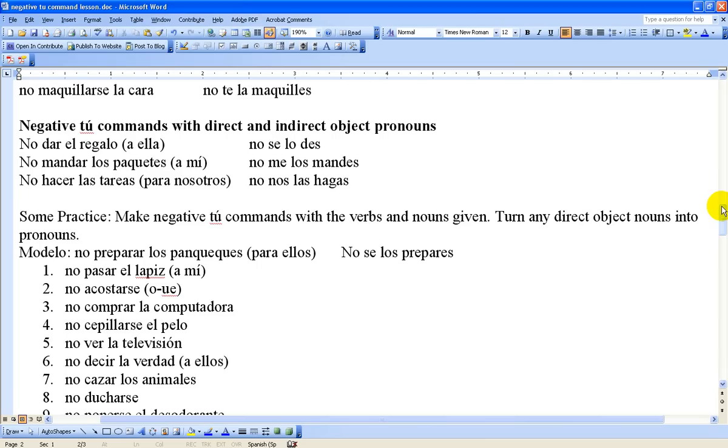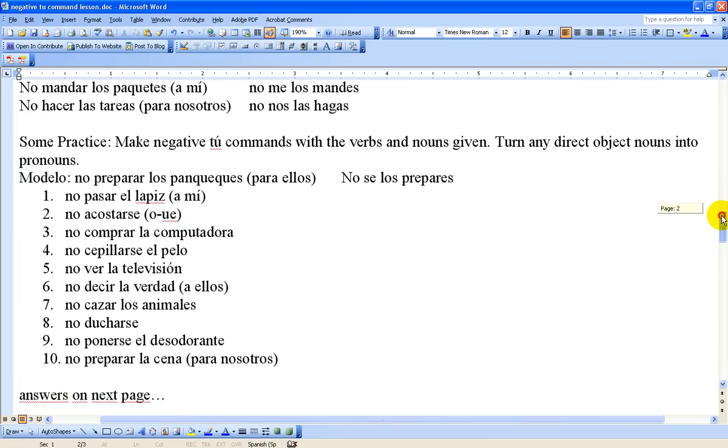If you haven't yet learned how to work with direct and indirect object pronouns, I highly recommend you go back and watch some of my videos on that, because without having that prior knowledge, it's going to make some of this really difficult. Let's see, the next one. Don't send the packages to me. So I'm going to say don't send them to me. To me would change to me. The packages would change to los. No me los mandes. And the last one is going to be don't do the homework assignments for us. So don't do them for us. No nos las hagas.